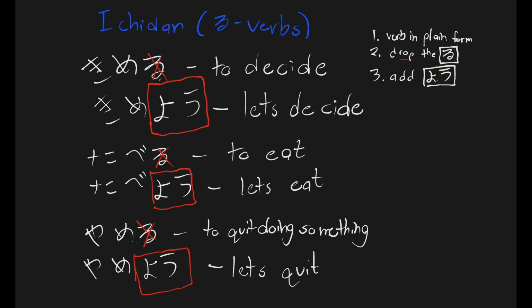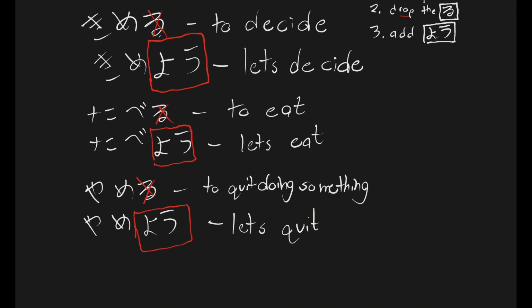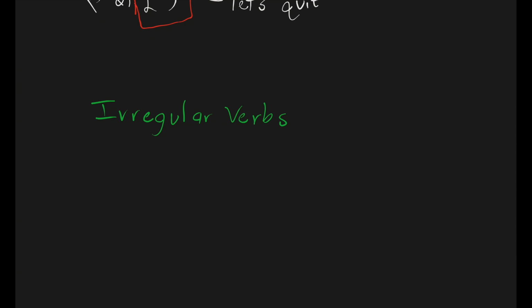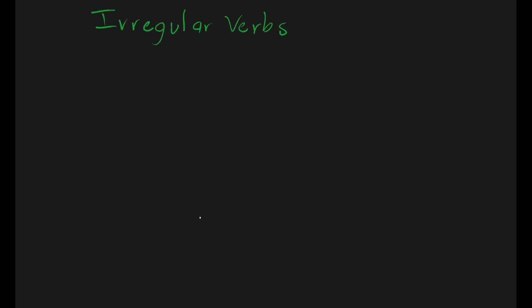Now, the final section for the volitional form is with the irregular verbs. Let me make some space down here. So, with irregular verbs, I was taught, in my class at least, there were two. There are more than two, but there's two that are, I would say, the mascots of irregular verbs. And that would be suru and kuru, which is to do and to come.